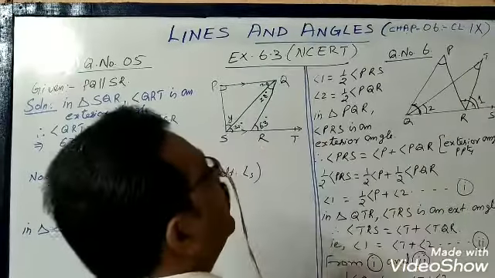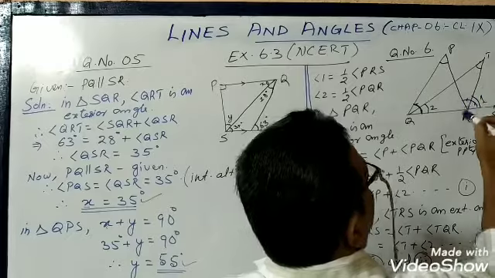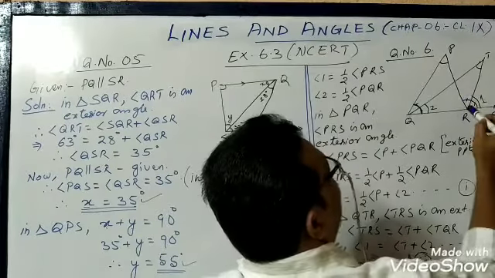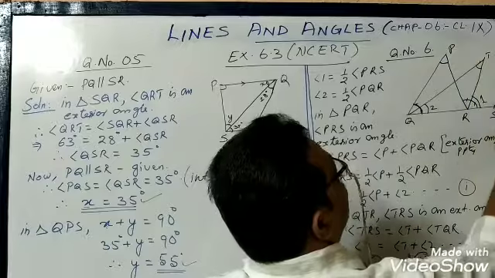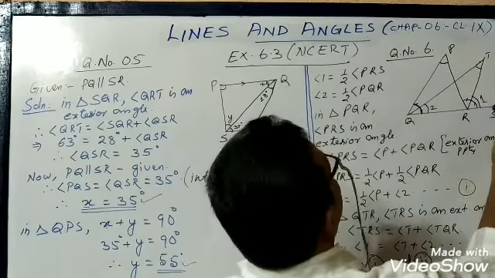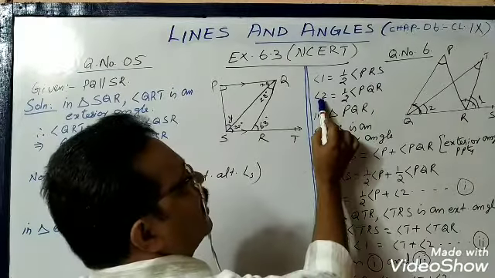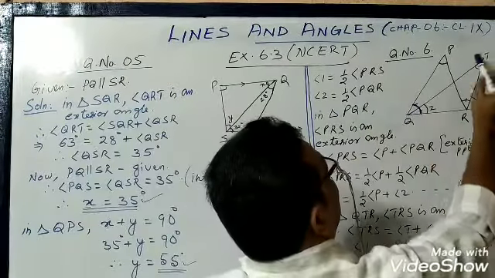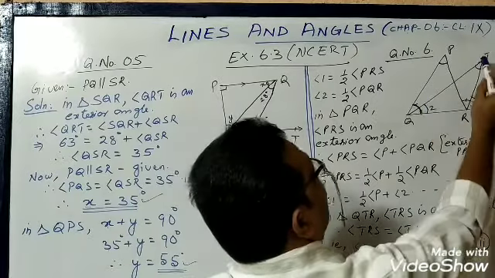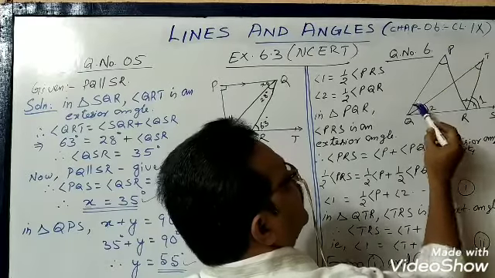You have to prove this. I have given some numbers. What is 1? RT is the bisector of angle PRS. Therefore, angle 1 will be half of angle PRS. Similarly, what is angle 2? QT is the bisector of angle PQR. Therefore, angle 2, that is angle TQR, will be half of angle PQR because it is a bisector.